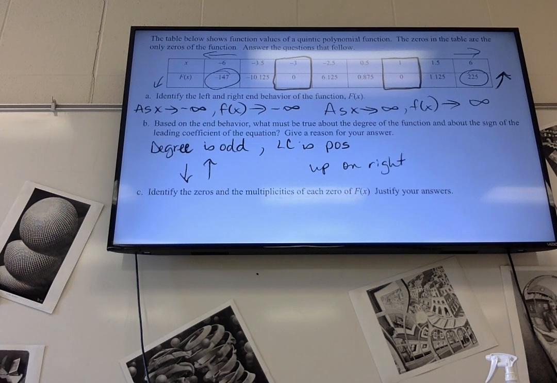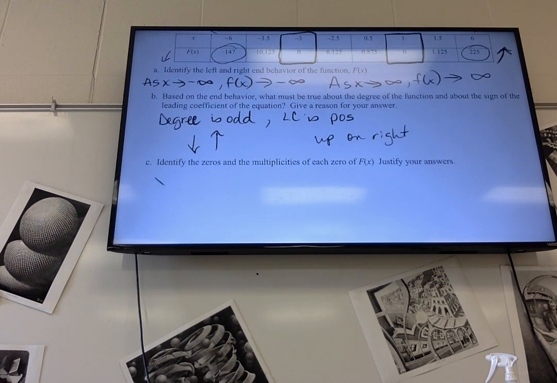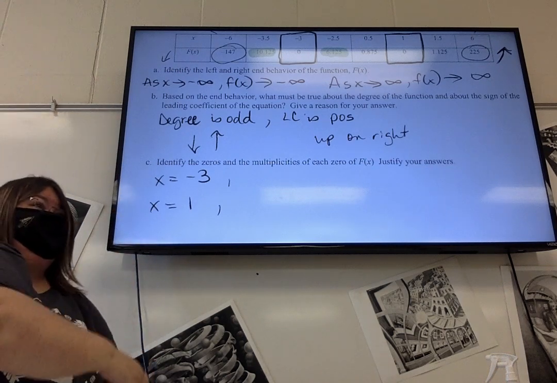Okay, so we already identified the zeros. The zeros are at x equals negative 3 and x equals 1. Now, how in the world can I tell the multiplicities from a table? I look at the numbers around it, whether the next number is the same sign or a different sign. For this one, I've changed signs. I've gone from negative to positive. So what's the multiplicity? It's 1, because that just means it goes through it. It went from down here to up here. So it just went through.